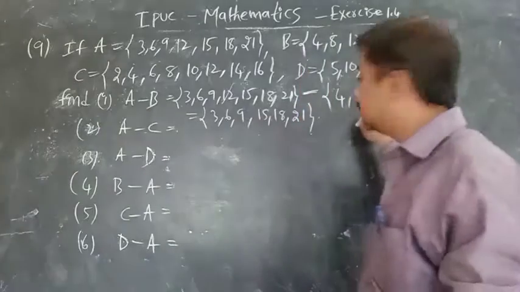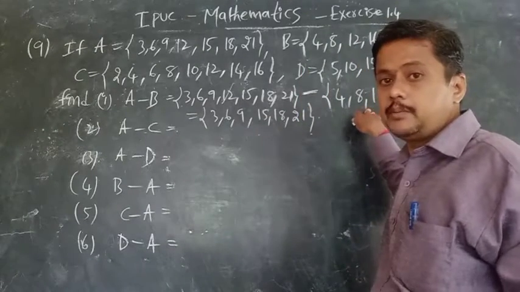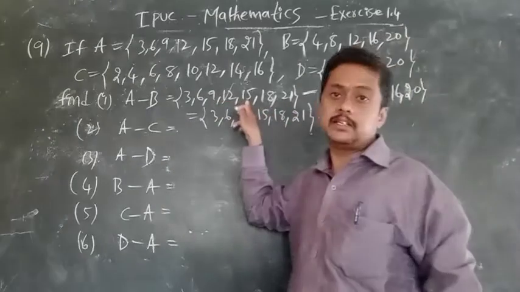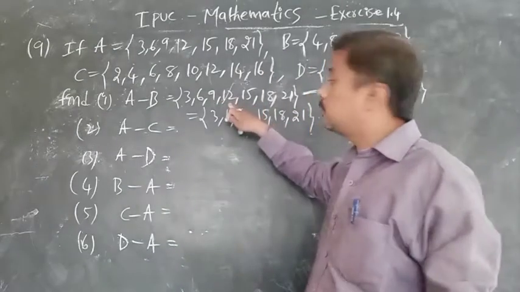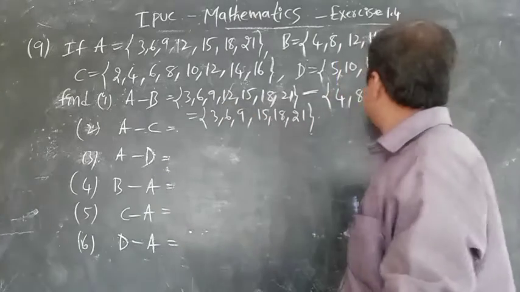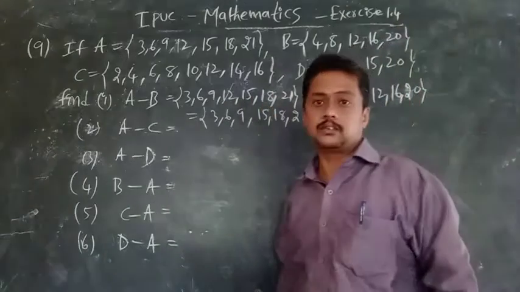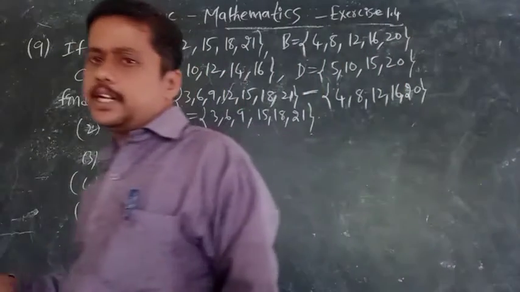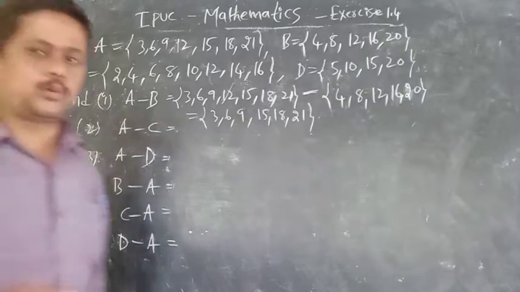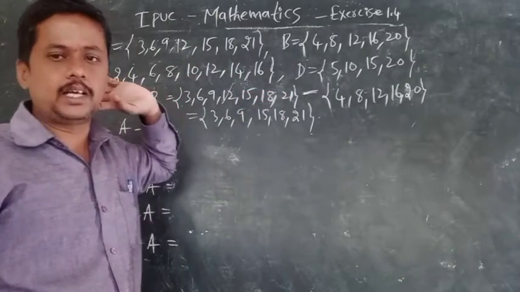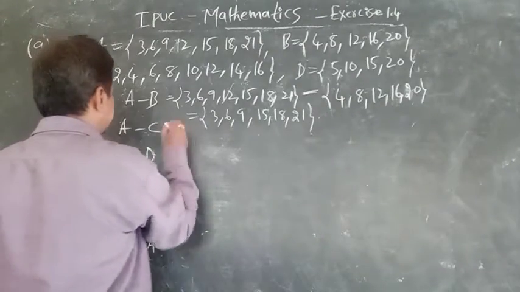Don't write the remaining elements in B. Don't write the second set. So write the first set after cancelling. Don't write the cancelled one. 12. Why? Because 12 is there in B. That's why cancel. Okay. So this is the answer. Understood or not? So you can write it directly also. I am saying that writing everything out makes it easy. Okay na? Next we move to the A minus C.